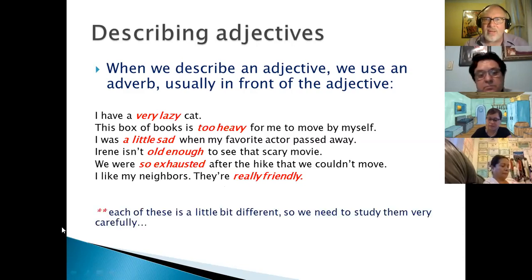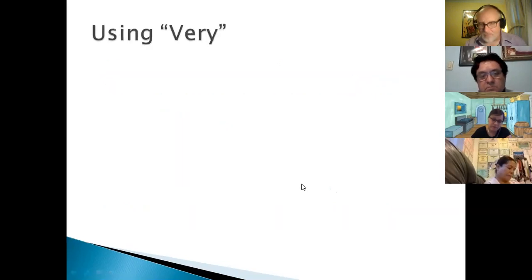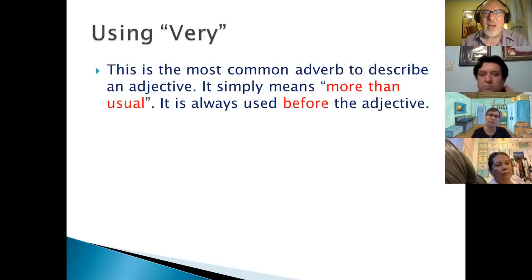Each of these is a little bit different, so we need to study them very carefully. All right, so let's take a look here. Using very, right? Very is the one that we use the most, because very is only used for a description. I'm just describing something, and very just means more than usual. This is the most common adverb to describe an adjective. It simply means more than usual.